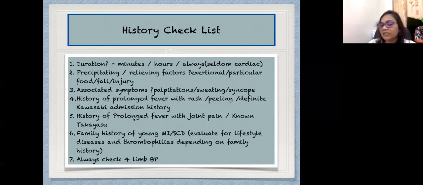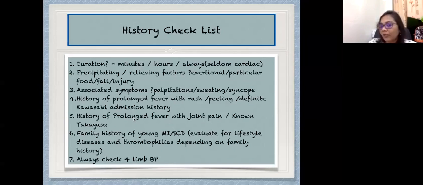And in every patient presenting with chest pain, you have to ask about family history of young myocardial infarctions, like less than 40 years of age. You have to ask about history of sudden cardiac deaths in the family. These patients will need evaluation for lifestyle diseases as well as sometimes even thrombophilias, depending on the family history.